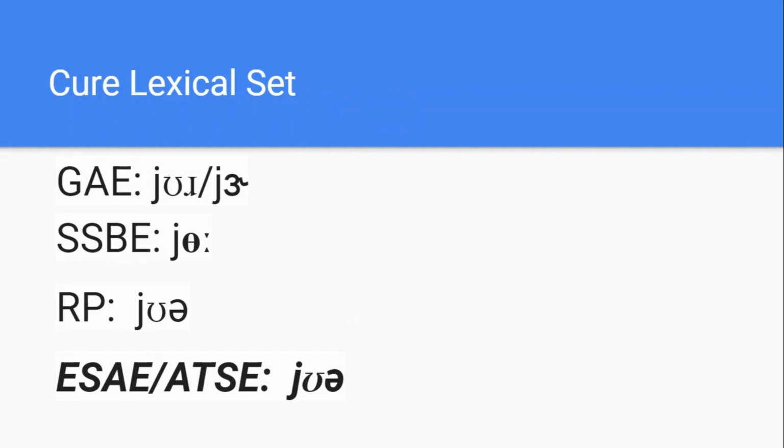And last, we have the cure lexical set. Again, General American English as a rhotic accent has that your sound, so cure. Southern Standard British English, extended vowel, cure, and then received pronunciation as well as the transatlantic accent. So both Eastern Standard American English and American Theater Standard had that cure or pure or poor sound would be the way that it would use. So that U or oo sound followed by a schwa.